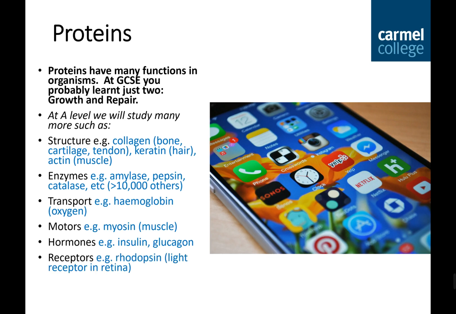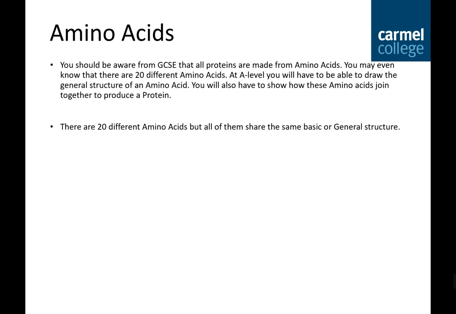Those are proteins. Receptors, the reason we can see is because of the light that we're detecting coming into our eyes. It's a protein called rhodopsin, which acts to do this. We also have proteins performing roles within the immune system. For example, antibodies, they are proteins as well.